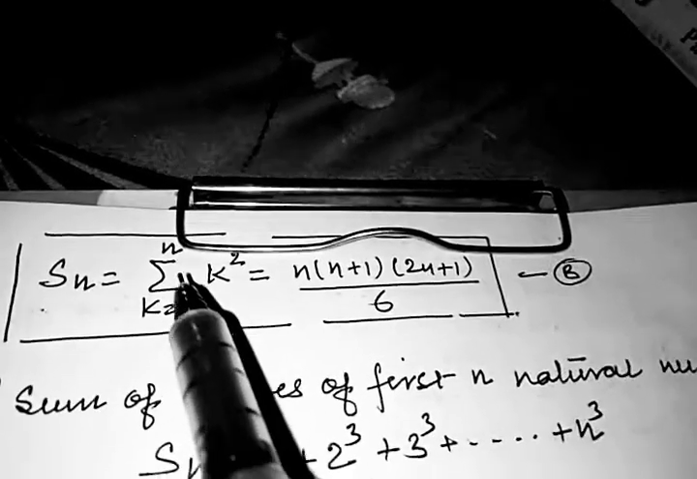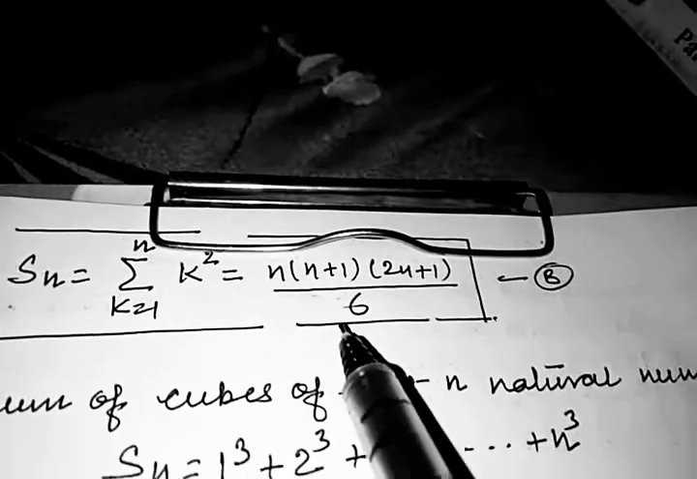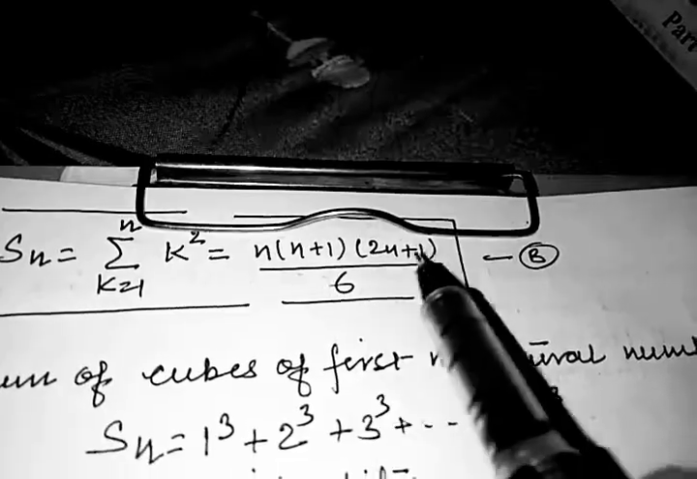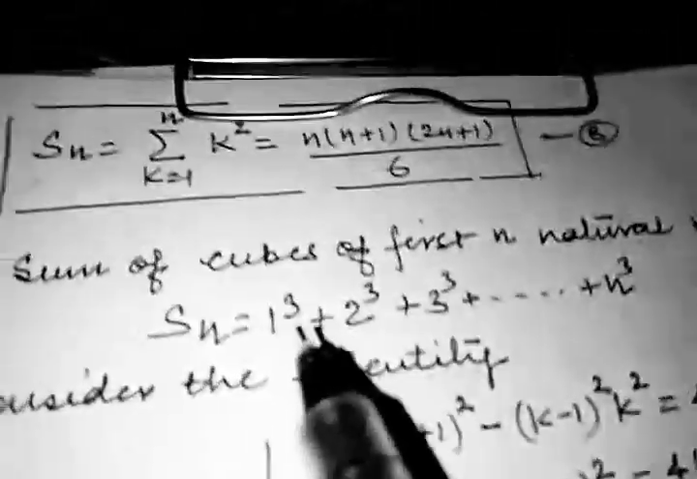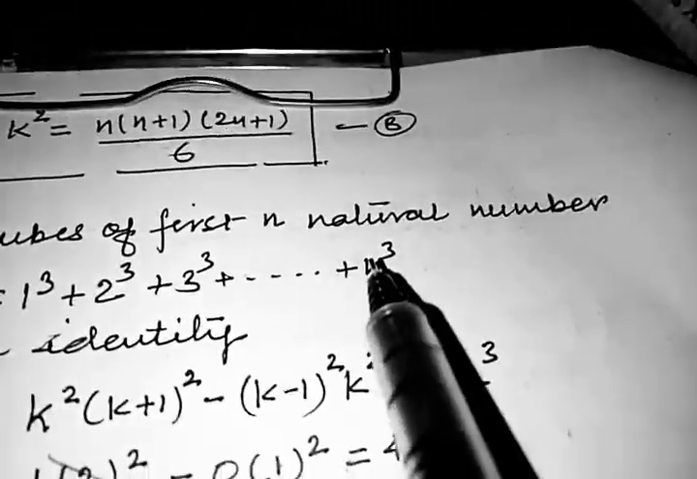So what we'll get: Sn is equal to sigma k square, k is equal to 1 to n. 3 will come here, 3 times 2 is 6. So (n+1)(2n+1) upon 6. So the sum of the squares of n natural numbers will be denoted by sigma k square, and the value will be this much.